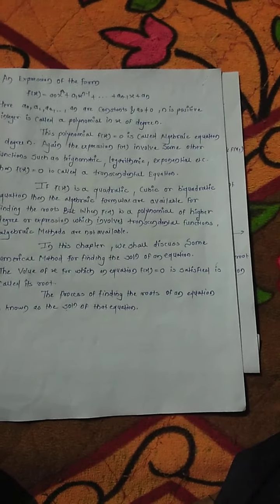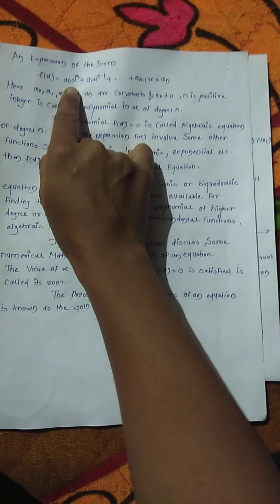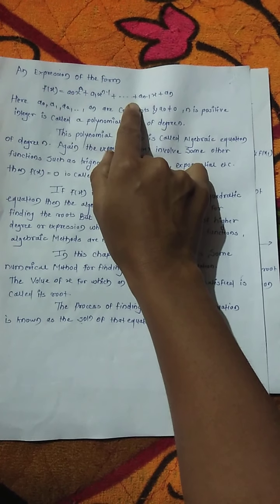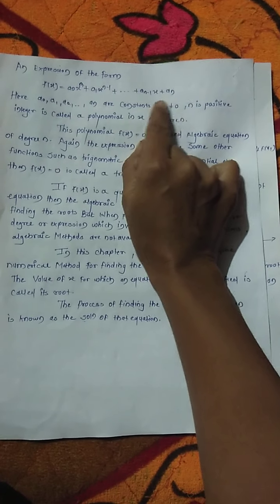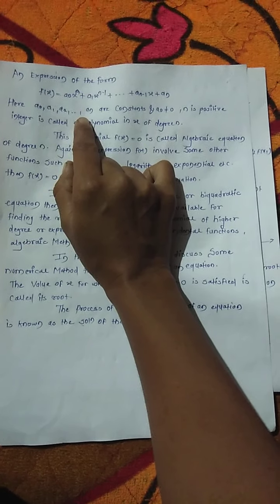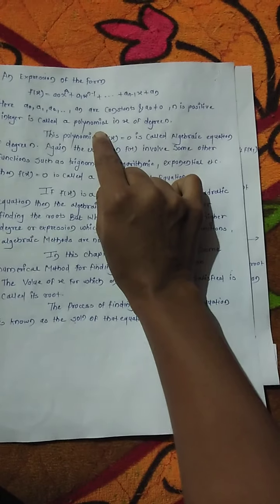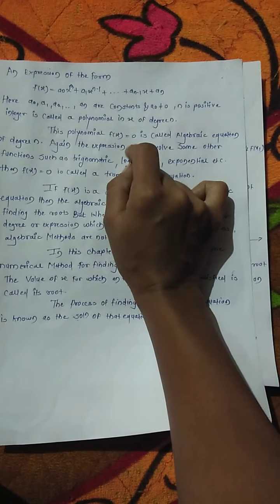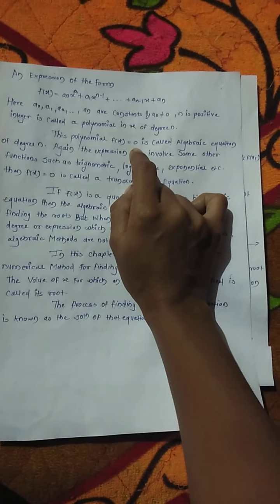Next, an expression of the form f of x is equal to a0 x raised to n plus a1 x raised to n minus 1 plus and so on plus a(n minus 1) into x plus an. Here a0, a1, a2, an are constants, a0 not equal to 0, and n is a positive integer. Then it is called a polynomial in x of degree n. The equation f of x is equal to 0 for this polynomial is called an algebraic equation.